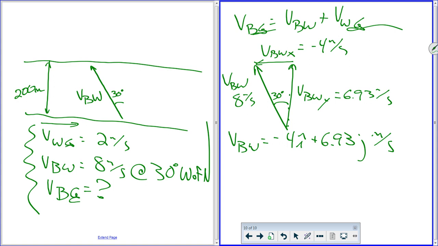Cool? All right, now the velocity of the water relative to the ground, that one's a little bit easier. Positive or -2I? What do you guys got? Positive. Isn't the river flowing east? Yes. So I think it's +2I. So now what do we do? Add them up. Oh, let me pause for a minute. Is everybody good with what I've done so far?